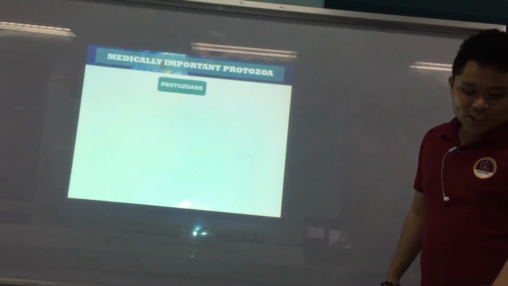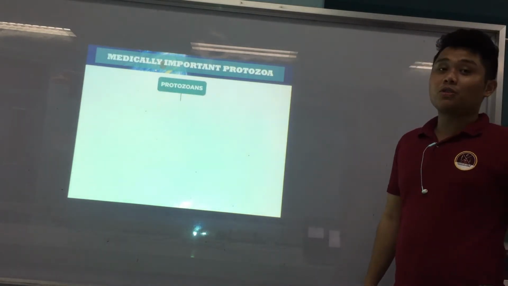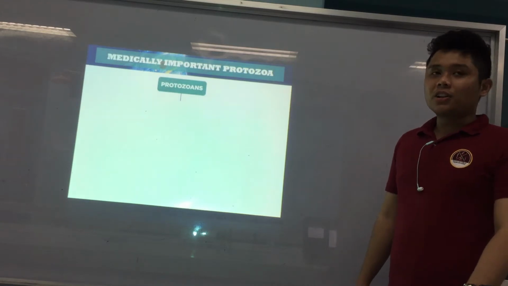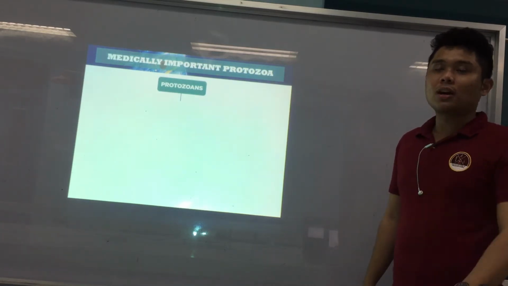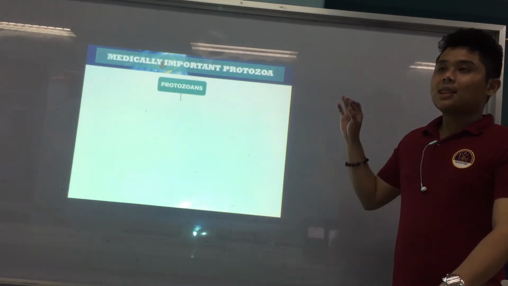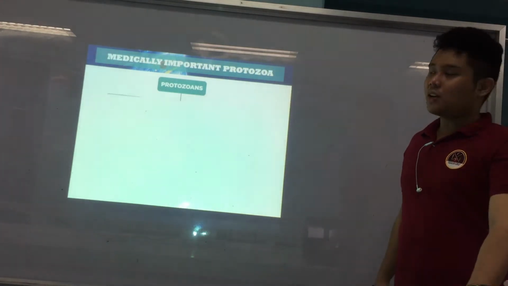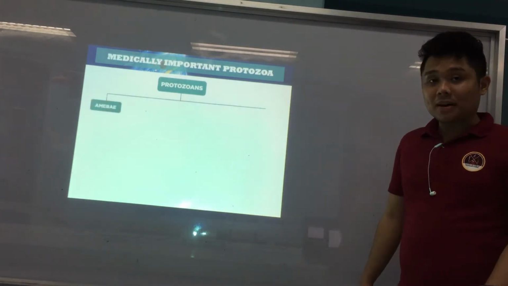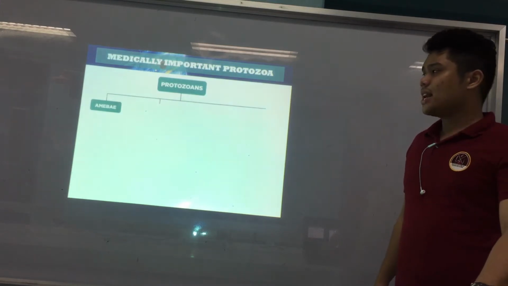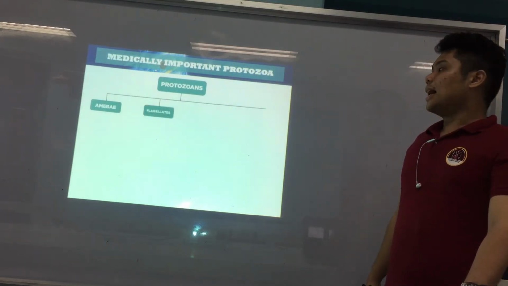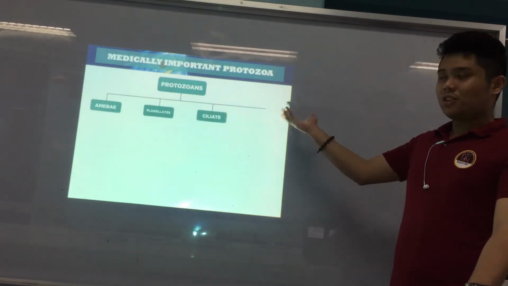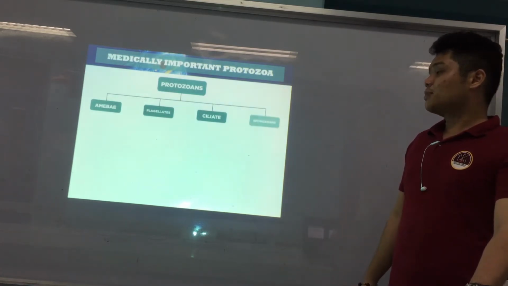Easy. All right, again, for medically important protozoans, recall in our first handout the 4 major groups of protozoans that infect man, starting first with the amoeba, or the amoebae. Next, you have the flagellates, followed by the ciliates, and lastly, the sporozoans.